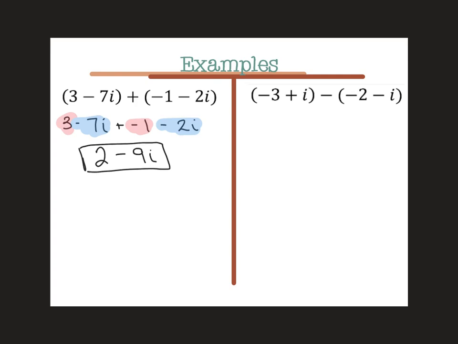For the second example, we have to distribute our negative in order to eliminate the parentheses. So I have -1 times -2 is +2, -1 times -i is +i. Again, combine like terms. When you combine like terms, you get -1 plus 2i.